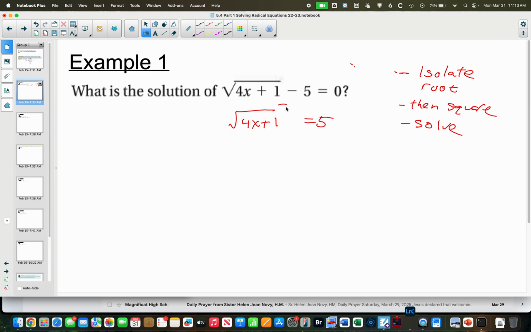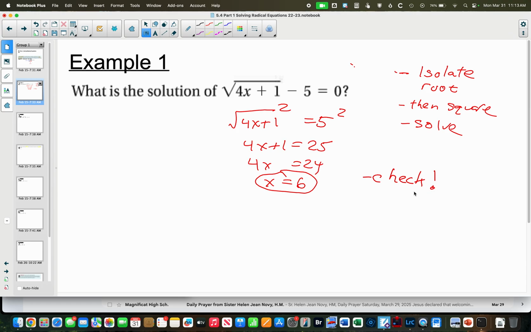Now we're going to square both sides. That removes the square root. So we have 4x plus 1 equals 25. Subtract 1. 4x equals 24. Divide by 4. x equals 6. So I believe the answer is x equals 6, but you always want to check your answer because you could get extraneous solutions.